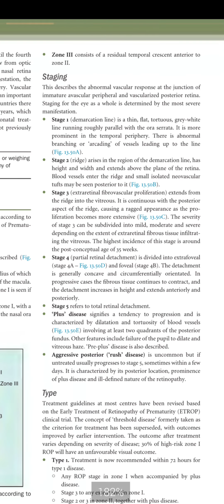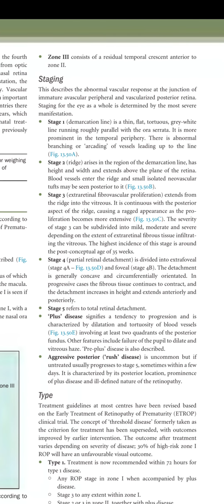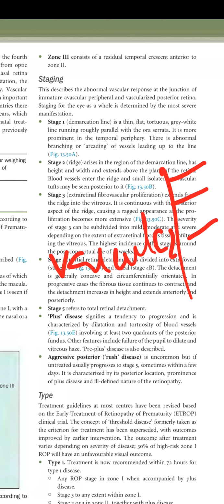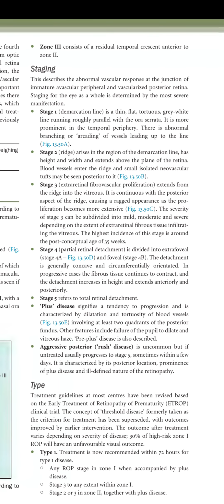Then there is staging. How do you stage retinopathy of prematurity? This describes the abnormal vascular response at the junction of the immature avascular peripheral and vascularized posterior retina. So basically there is a vascularized posterior retina and an abnormal response at an immature avascular peripheral retina, and the abnormal proliferation occurs at that point.